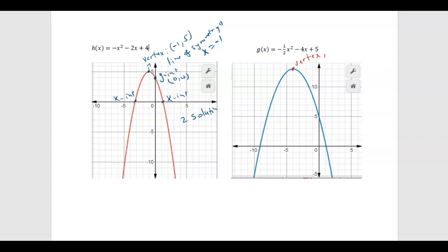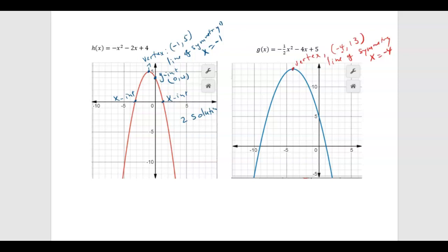The point is (-4, 13). You go left 4 and you go up 13. So that is your vertex. If that's my vertex, my line of symmetry is always the x value of the vertex. So therefore, the line of symmetry is x equals -4, because that's always the x value of the vertex.